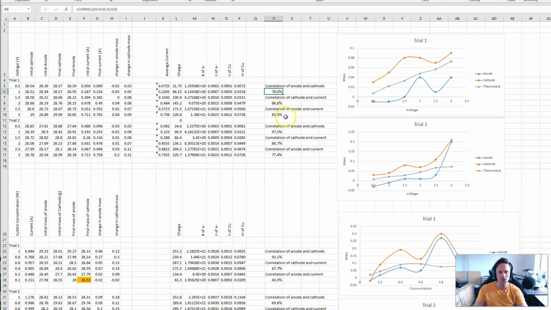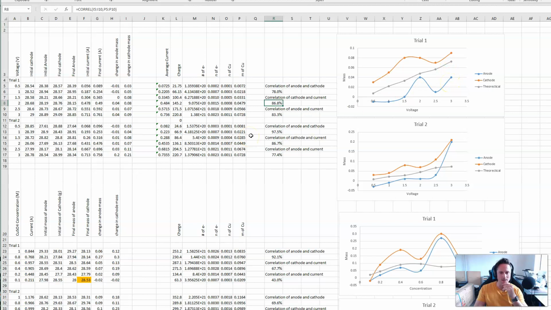And these percentages here are the correlation between anode and cathode. So how similar are the orange line compared to the blue line, cathode and current, anode and current, and this is for the bottom here, okay? So the current is referring to that theoretical mass electroplated here, okay? So basically, this graph for trial 1 is telling us that there are pretty significant sources of error, both random and systematic, involved with this.